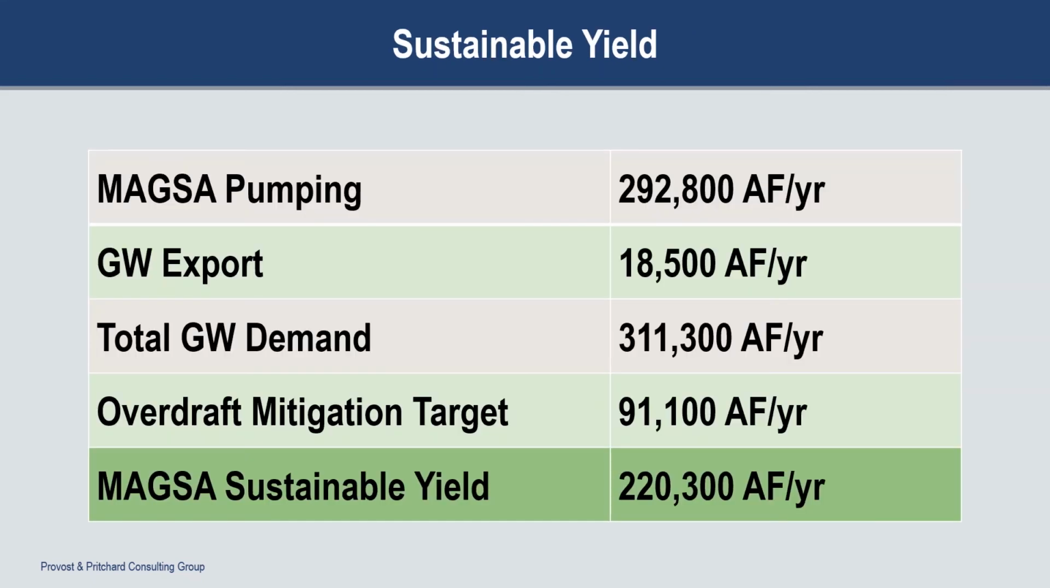So based off of the water budget we just went through, the MAGSA pumping is 292,800 acre feet. We have 18,500 acre feet per year of groundwater export, and the total groundwater demand is 311,300 acre feet. Now the overdraft mitigation target is 91,100 acre feet, so we subtracted the overdraft mitigation target from the total groundwater demand to get the MAGSA sustainable yield of 220,300 acre feet. So that's the demand number to be sustainable.